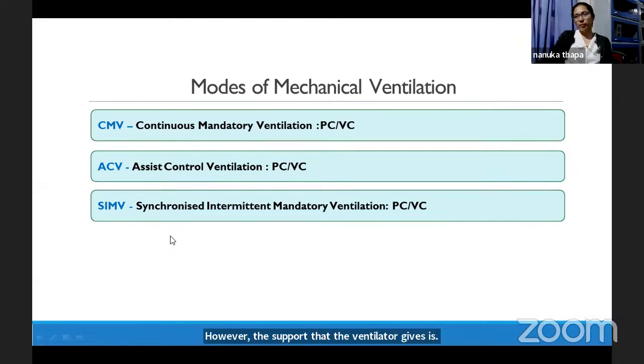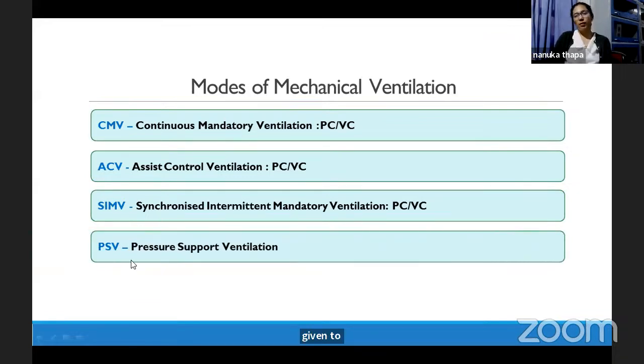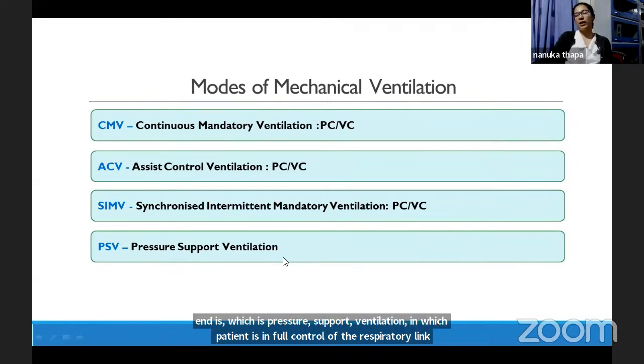Third is a mode which is in between, synchronized intermittent mandatory ventilation, in which the mandatory component of the ventilation can have either pressure control or volume control. That is, a fixed peak inspiratory pressure or fixed tidal volume is given to the patient in the mandatory breaths. The last mode, on the opposite end, is pressure support ventilation, in which the patient is in full control of the respiratory rate. What we can change is the FiO2 and the pressure support that the ventilator is giving.